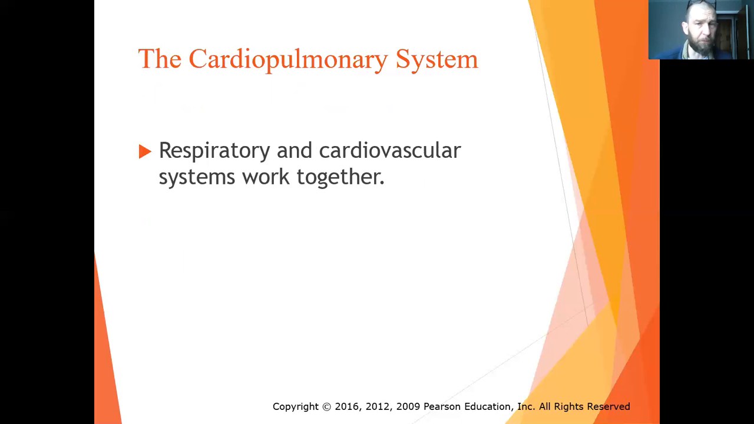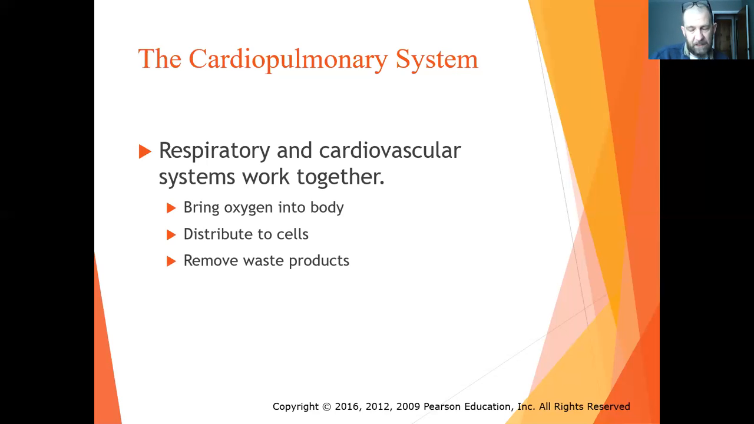All right, let's talk about the cardiopulmonary system. It's the respiratory and cardiovascular systems working together. We've talked about this a lot, and so we can see the dynamic between them, how closely they have to work with each other. One system can't function without the other. They have a symbiotic relationship. They support each other.